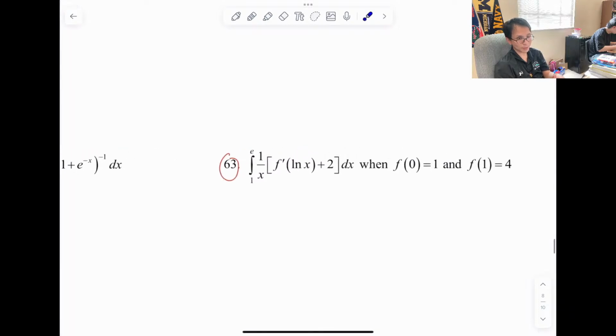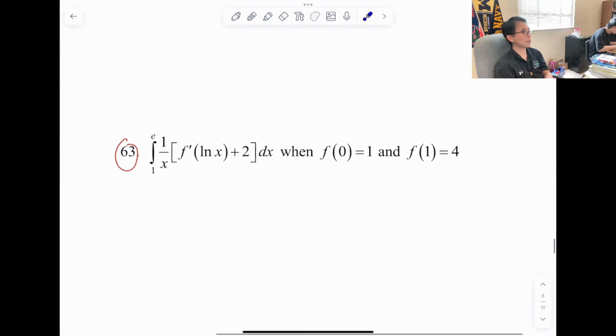I love 63. Have you guys tried to Photomath this question? You can try it and see what happens. It just gives out on you. Your phone just starts smoking. Anybody want to try Photomath on this question? Do it. Exactly. Well, it doesn't know the condition. Exactly.